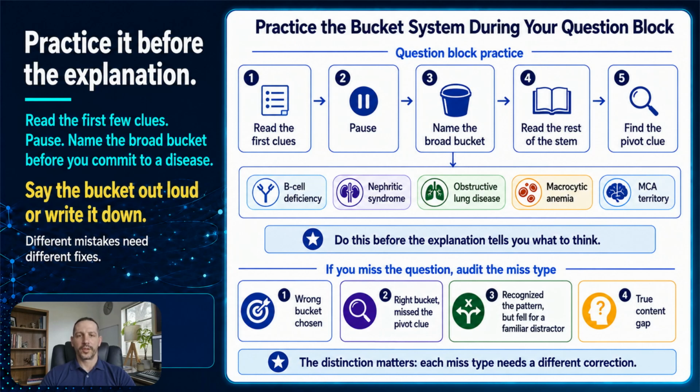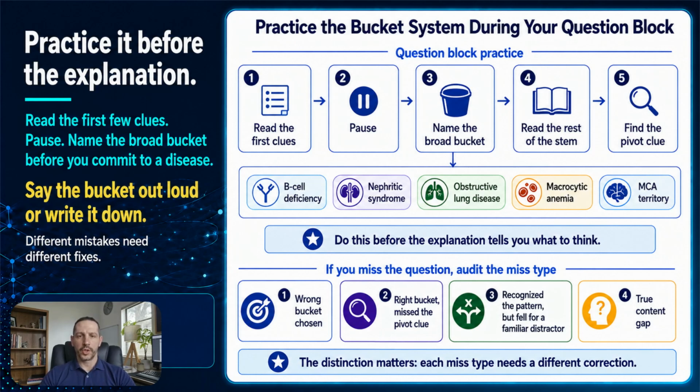Here is how to practice it during your next question block. After reading the first few clues, pause. Before committing to a disease, say the broad bucket out loud or write it down. For example, B-cell deficiency, nephritic syndrome, obstructive lung disease, macrocytic anemia, MCA territory. Then read the rest of the question and look for the pivot clue that confirms or challenges your initial classification.